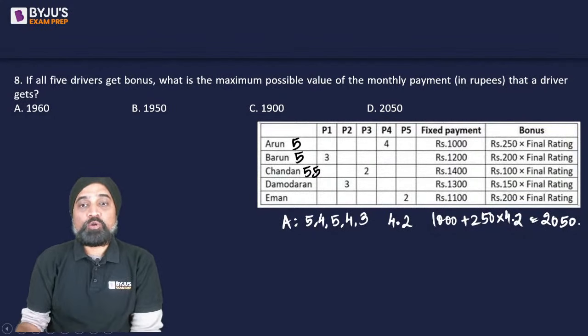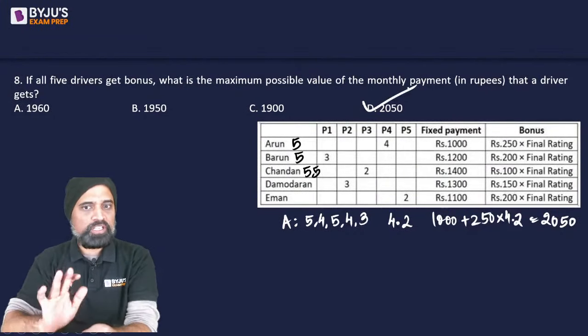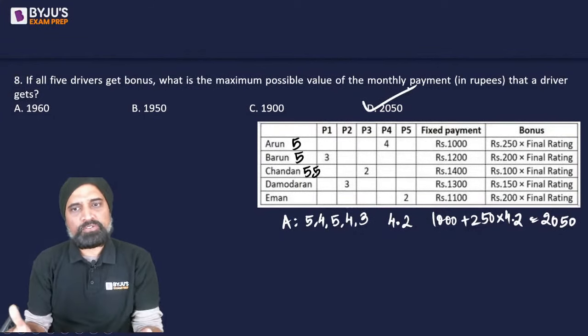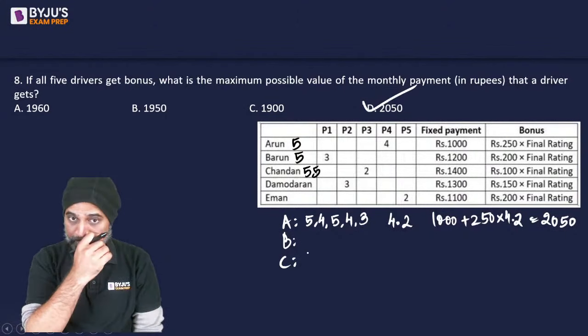Now the thing is, if I look at the options, 2050 is the largest, so I should stop right there, right? We shouldn't check others because we are pretty sure that 2050 is the maximum possible value of the monthly payment. We shouldn't go ahead and check B, C, it's a waste of time. Okay.